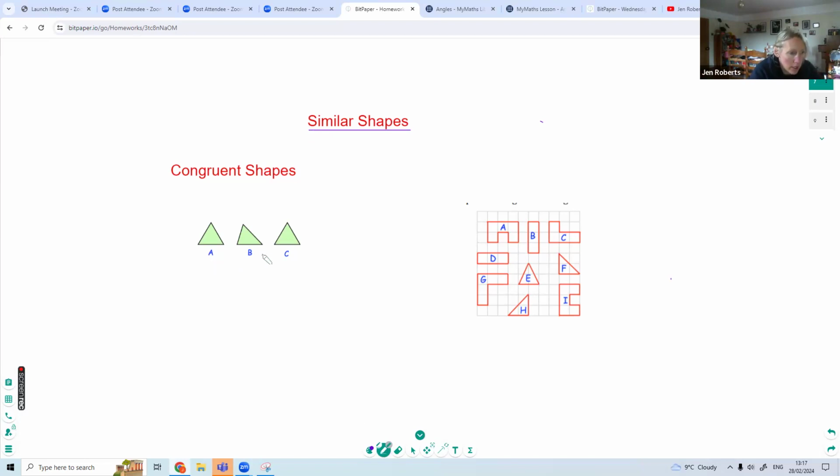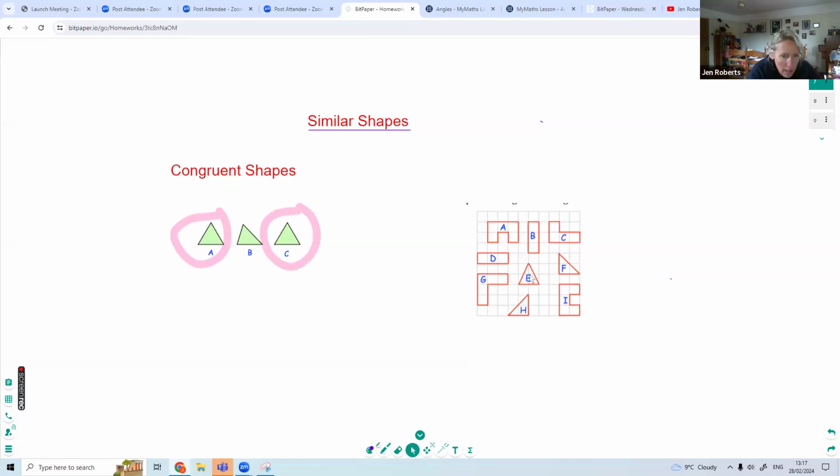So if you have a look at these shapes, A, B, and C, which ones are exactly the same? Which ones are congruent? What do you think? Yes, the answer is A and C. So A and C are congruent.